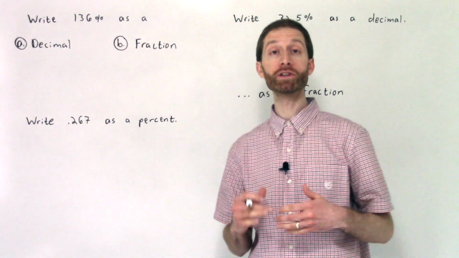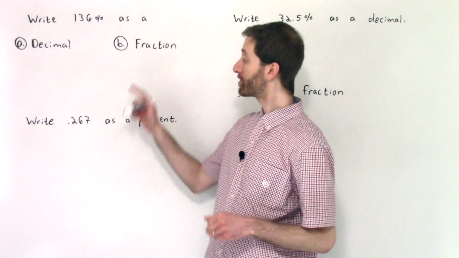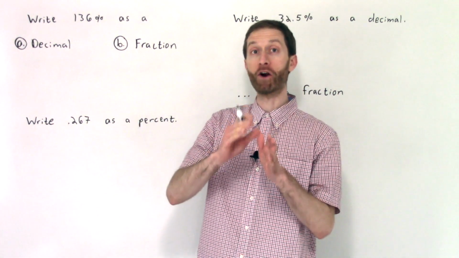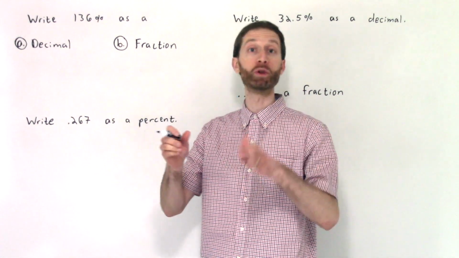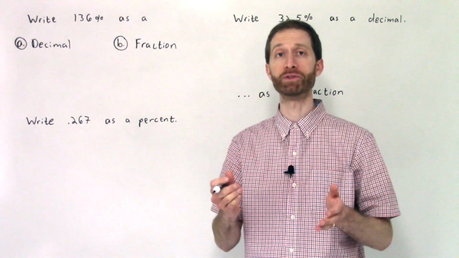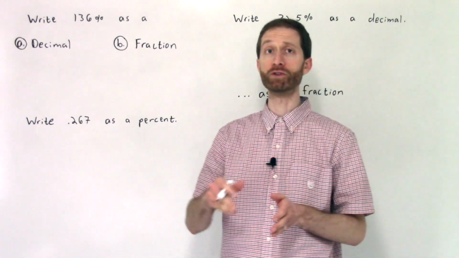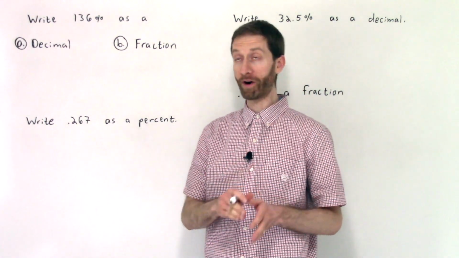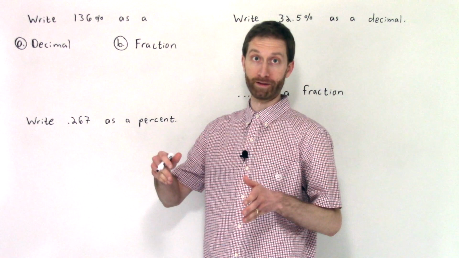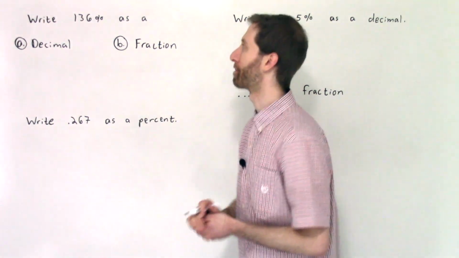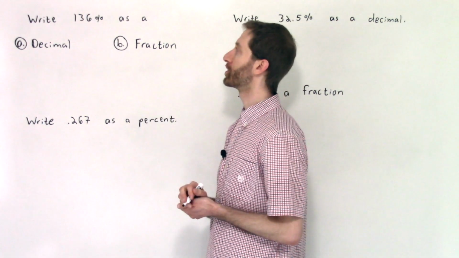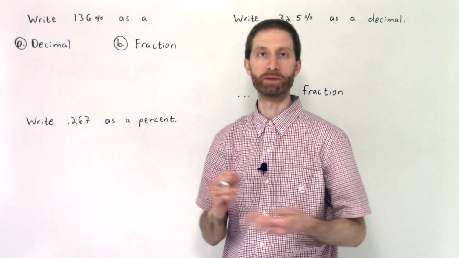In this video, we're going to discuss how to convert percentages and decimals that are either above 100% or below 1%. So as decimals, that would be below 0.01 or above 1. So let's check out what that's all about. We've got: write 136% as a decimal.